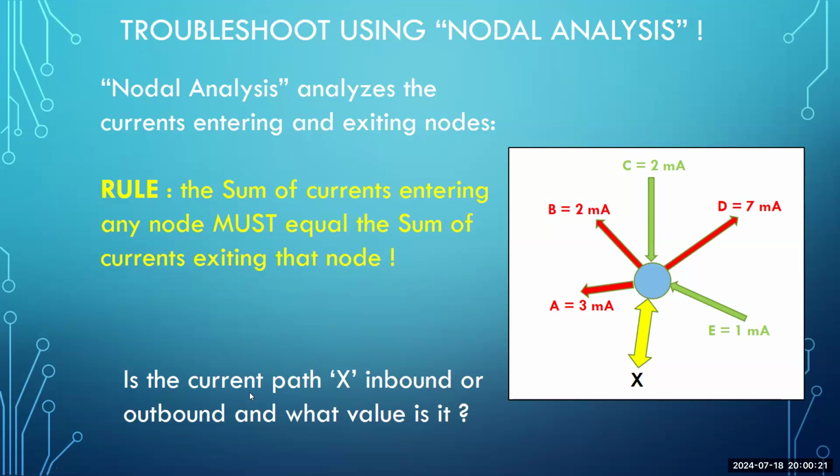What value is it? Put this on pause for a moment. Think about it. Write down what your theory is. Do you guess the path at X is going to be in or out? And what value will it be? All right. After the pause, let's take a look at the solution.